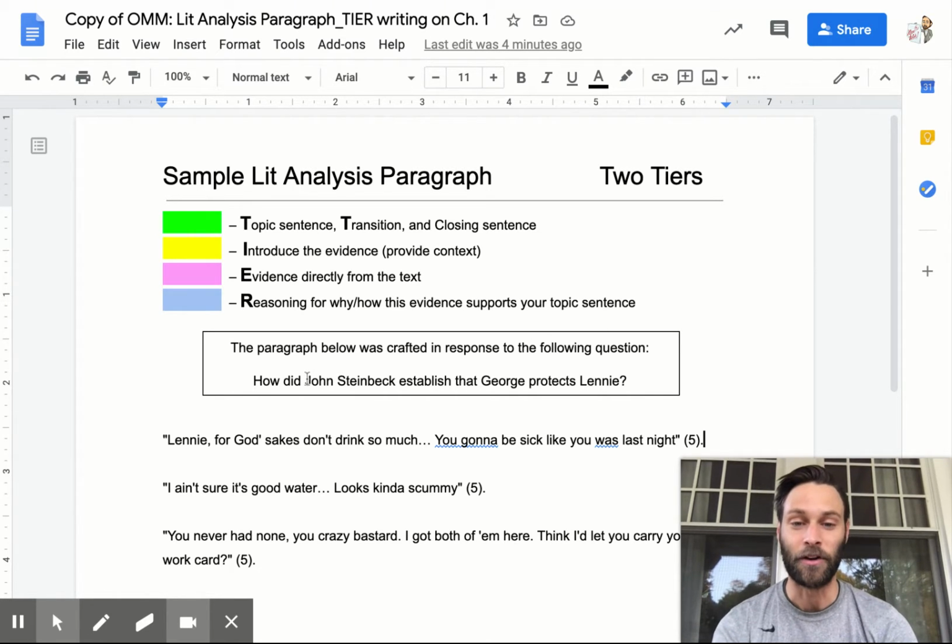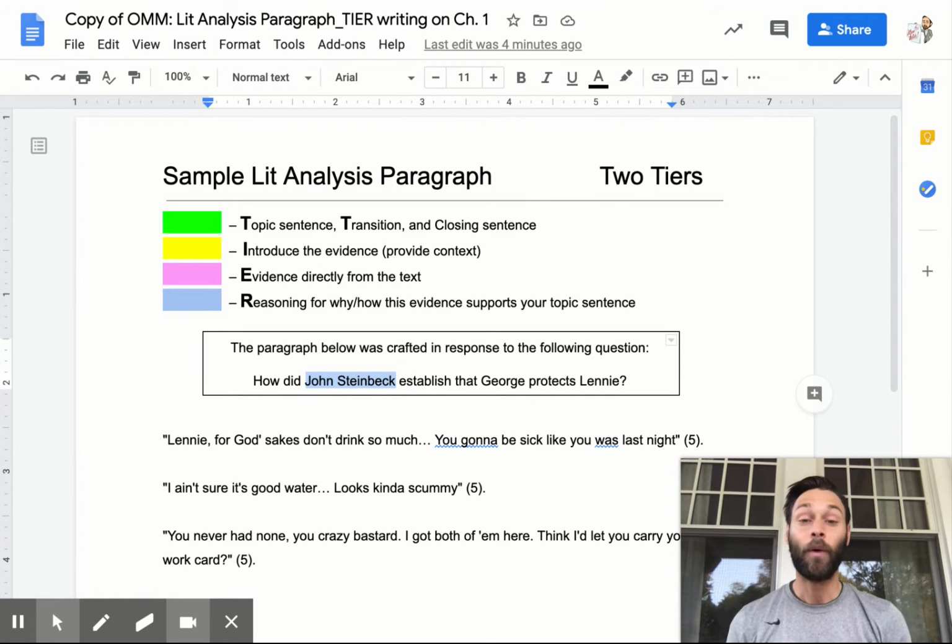This is actually really important. You'll notice that our author is a part of the prompt. When we talk about literary analysis, we end up talking about the author. Yes, the characters are important, but they're not real. John Steinbeck very much was. So everything we're looking at is what John Steinbeck did with these characters. So you're going to notice that, yes, I'm talking George and Lenny, but I'm also talking John Steinbeck. That's going to be our goal.